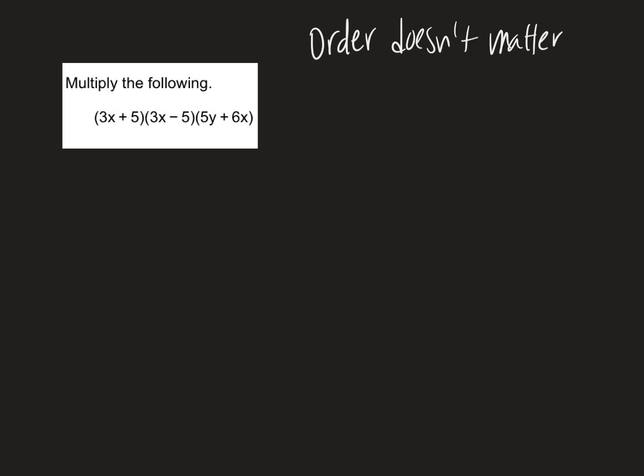So my first one that I'm going to do is going to be just the first 2, this and this. So I'm going to go 3x times 3x. That's going to give me a 9x to the second power. Then I'm going to go 3x times negative 5. That's going to be a negative 15x. Then I'm going to go with my 5. 5 times 3x is going to be a positive 15x.